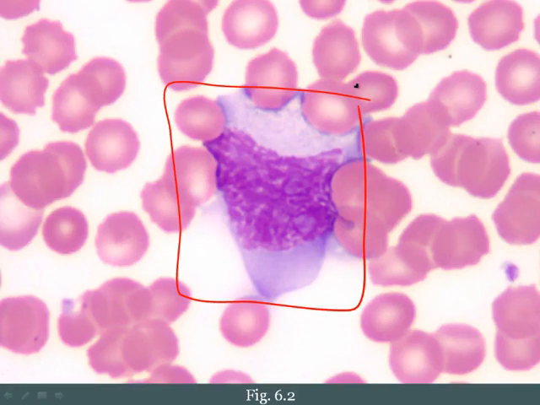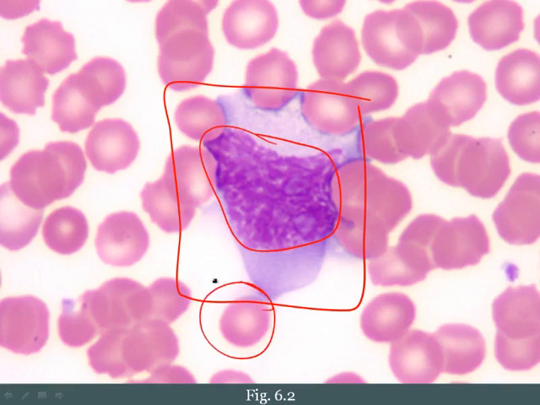Number one, look at the nucleus. The nucleus here is much bigger than the adjacent red blood cells. That's a little bit abnormal because normally the nucleus of a lymphocyte is about the size of a red blood cell. So the nucleus is too large. At the same time, it has this abundant blue cytoplasm, which a lymphocyte usually doesn't have so much of. So these are some important atypical features.